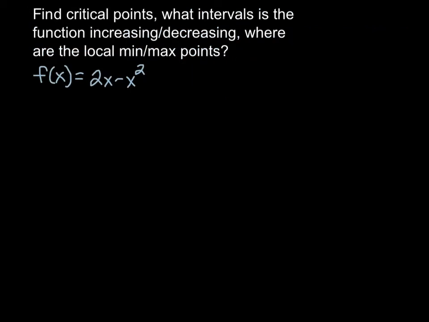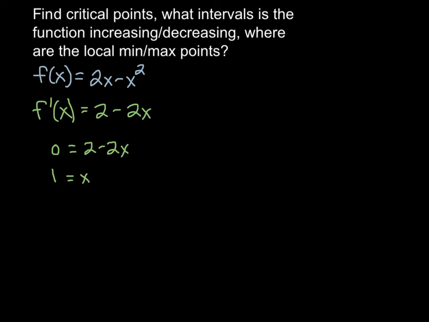Alright, here's a problem where it says find the critical points, what intervals the function is increasing or decreasing, and where the local min or max points are. So, we have our f of x. To find our critical points, we first need to find the first derivative. It's a very simple derivative here: we get 2 minus 2x. To find the critical points, we need to see where that is equal to 0, and that is when x is equal to 1.